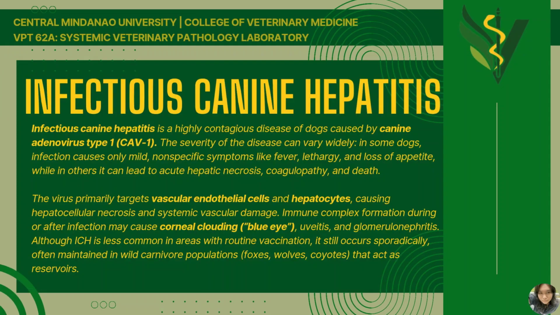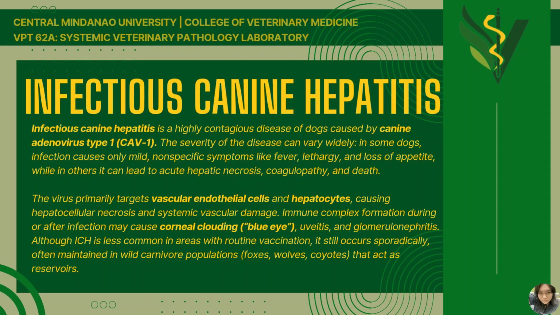So let's start. Infectious canine hepatitis is a highly contagious disease of dogs caused by canine adenovirus type 1, or CAV1. The severity of the disease can vary widely. In some dogs, it can range from mild illness such as slight fever, lethargy, and loss of appetite, while it can lead to severe and fatal disease characterized by acute liver damage, bleeding disorders, and systemic illness.